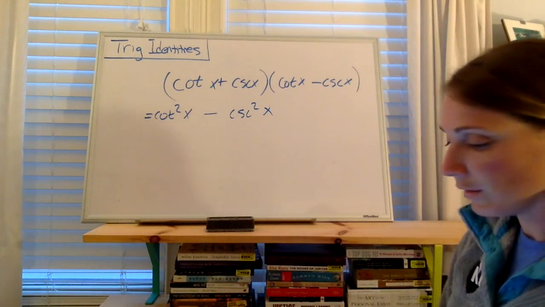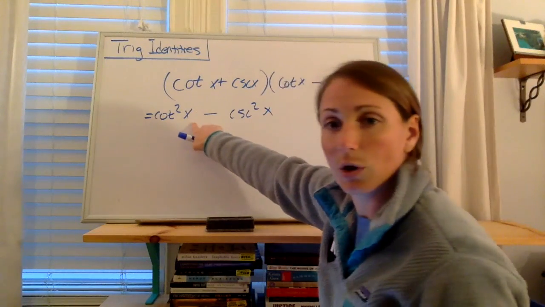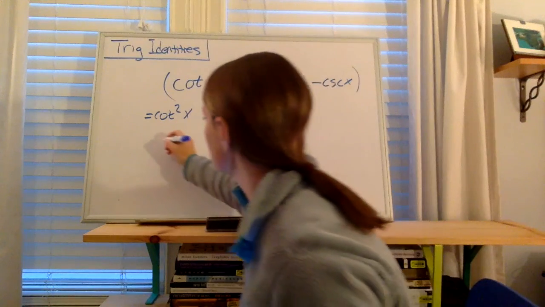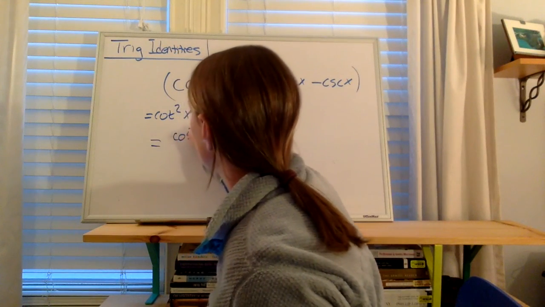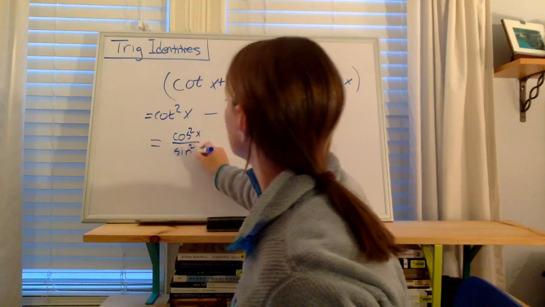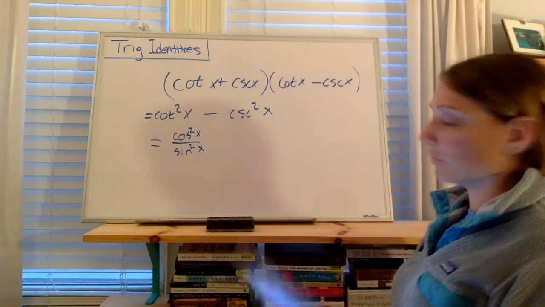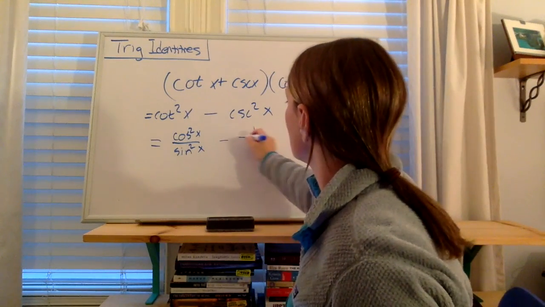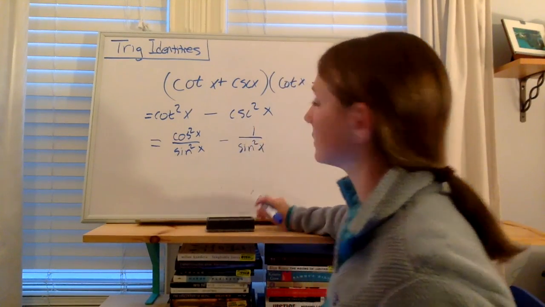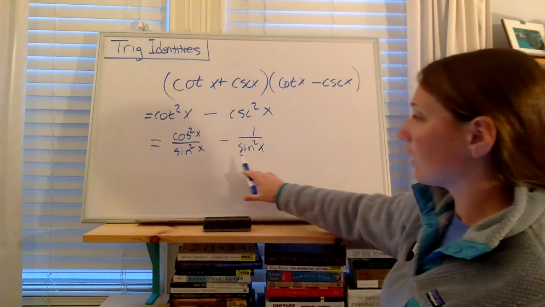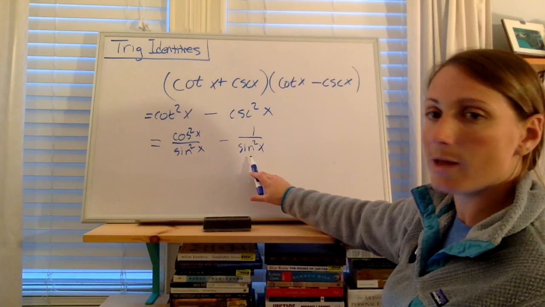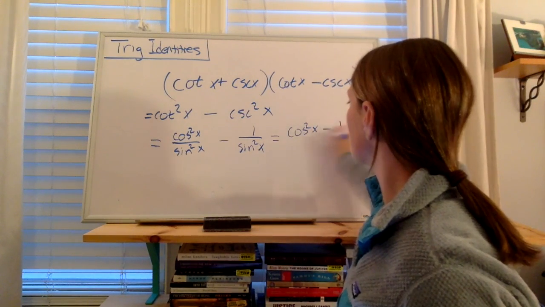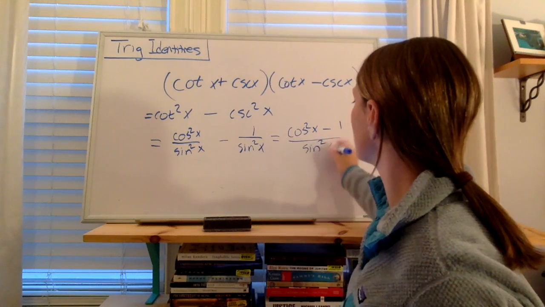Okay, and then from there, we can use the definition of cotan as cosine over sine, because it's the reciprocal of tangent. So this is going to be cos squared x over sine squared x. And cosecant, remember, we can express as 1 over sine. So this is minus 1 over sine squared x. We've got a common denominator, so we can add those two expressions. Cos squared x minus 1 over sine squared x.